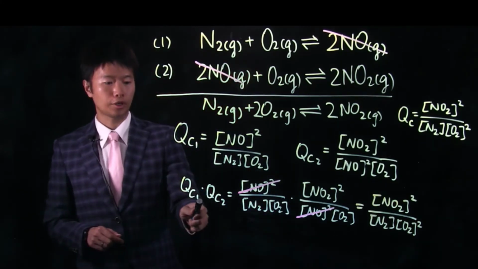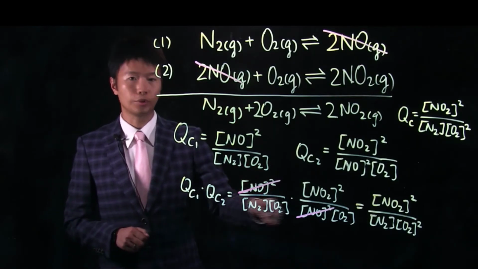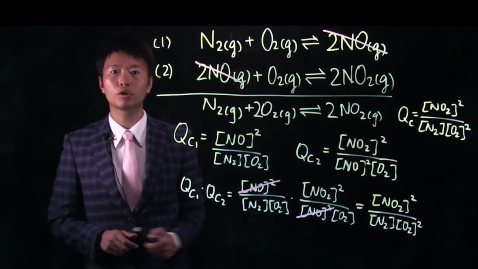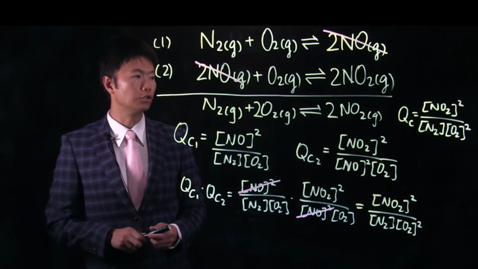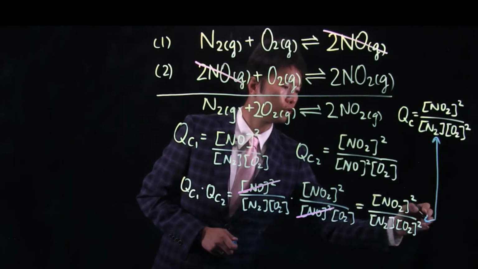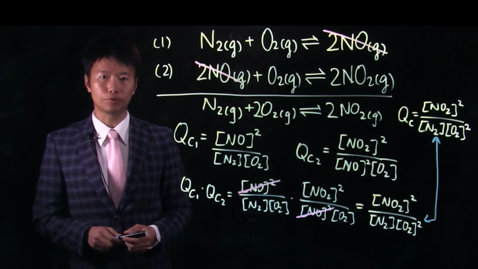Now we can take a look at the product of QC1 and QC2, which is the reaction quotient of the individual steps, compared with the reaction quotient of the overall reaction. You notice that these two expressions are identical. So now we're done with the first proof.